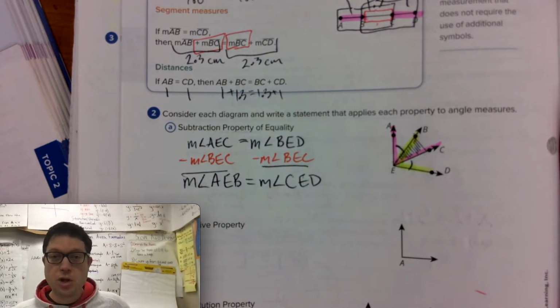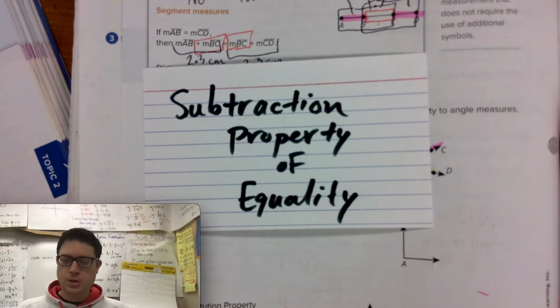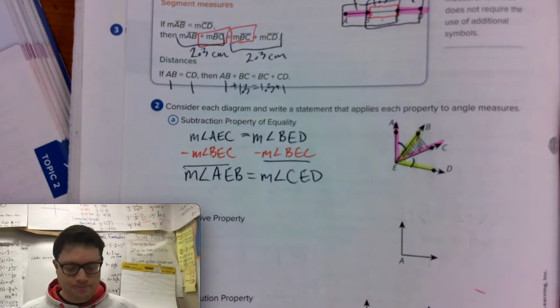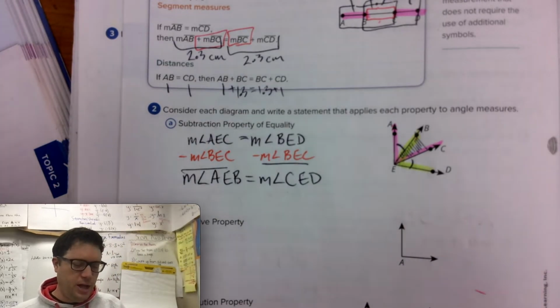Yeah, it works. Subtraction property of equality works for angles. You have a bigger angle, it equals another big angle, and you subtract away. Still the same. Let's go to the next one. The next one we need to talk about is the reflexive property.